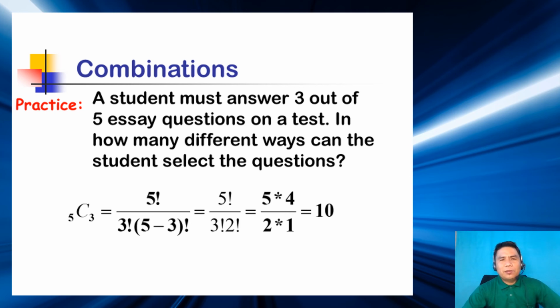So you have the combination of 5 taken 3 at a time, because there are 5 essays or items, and you have to choose 3 items only. So 5 factorial over 3 factorial times (5 minus 3) factorial. That is 5 factorial over 3 factorial times 2 factorial. And that would be 5 times 4 over 2 times 1, because the 3 times 2 times 1 below is already cancelled out, and what remains is 2 factorial. That's equal to 10, since 20 over 2 is 10. So there are 10 different ways the student can select the questions.